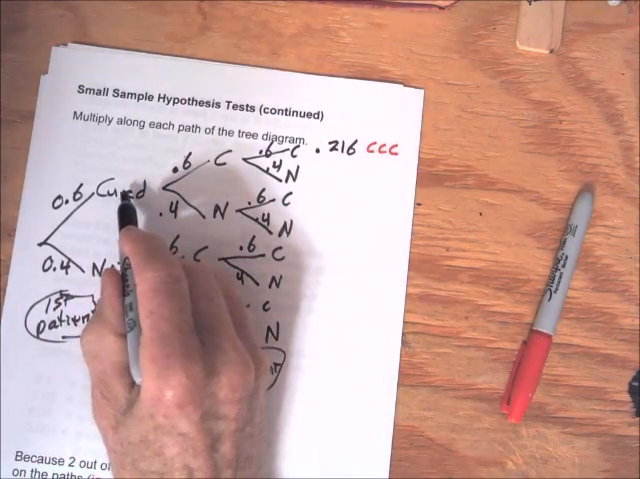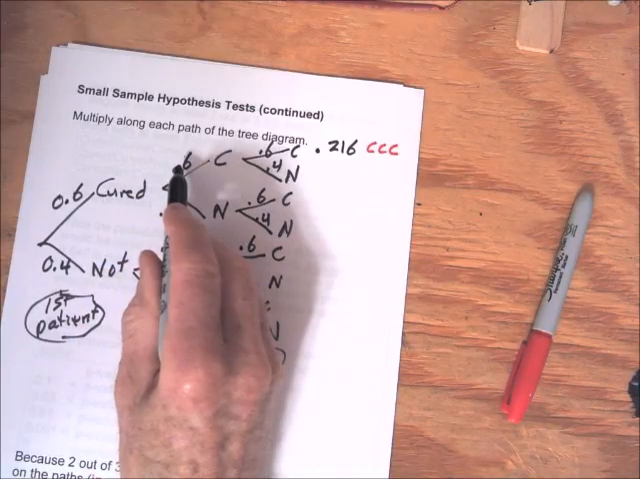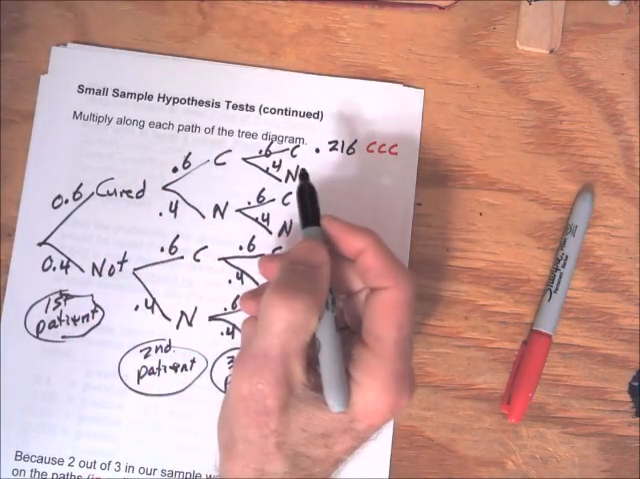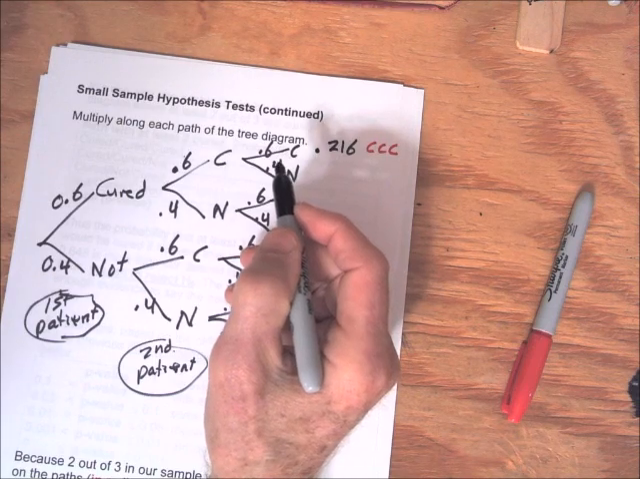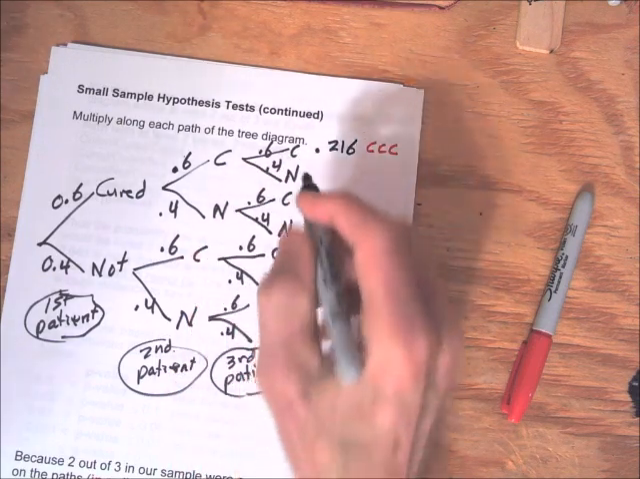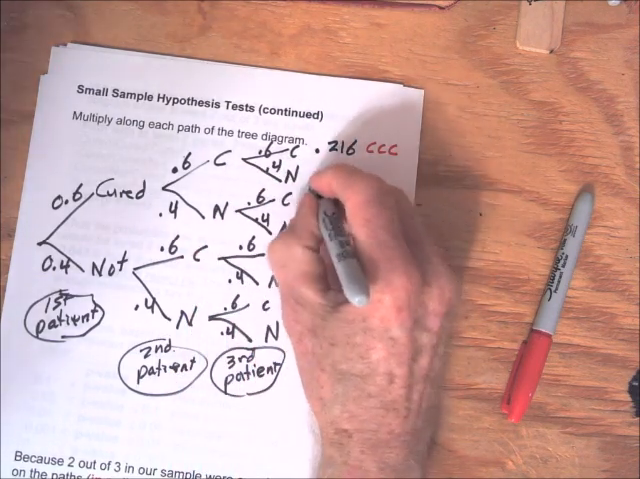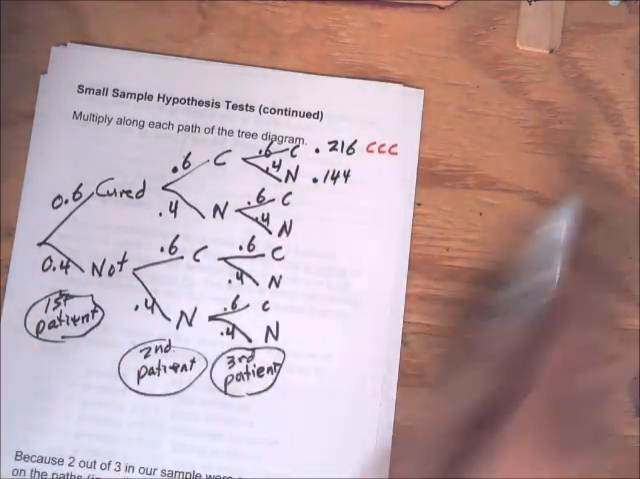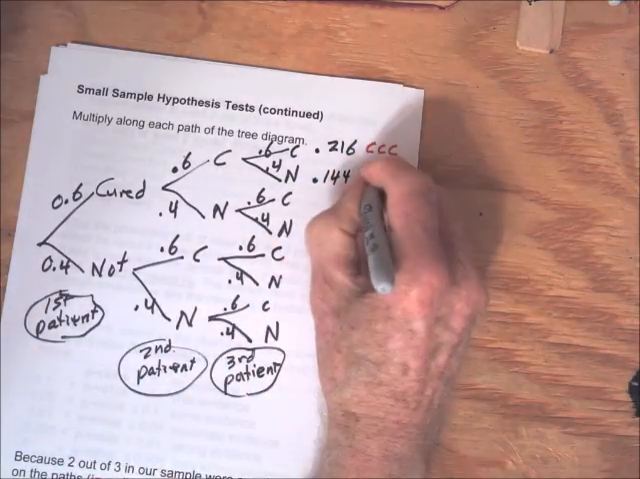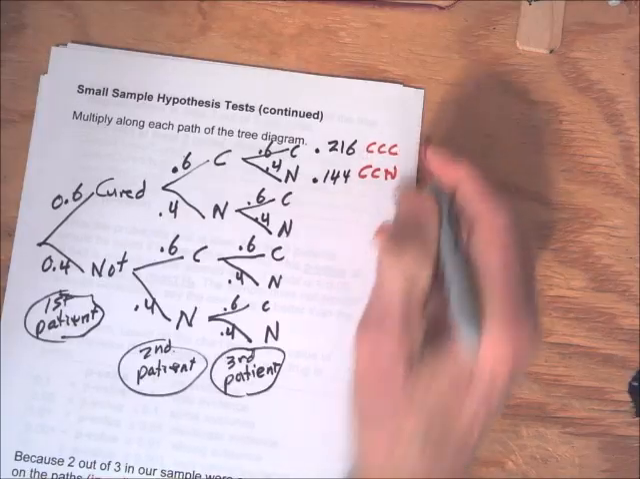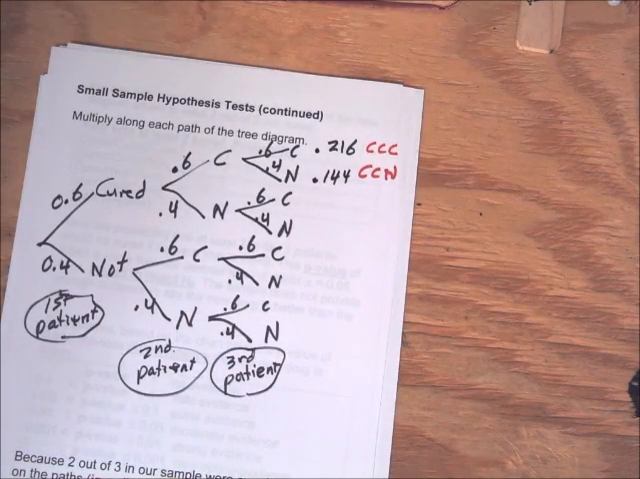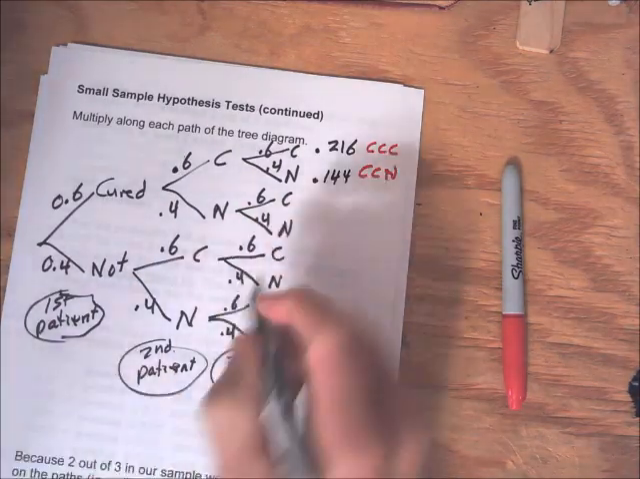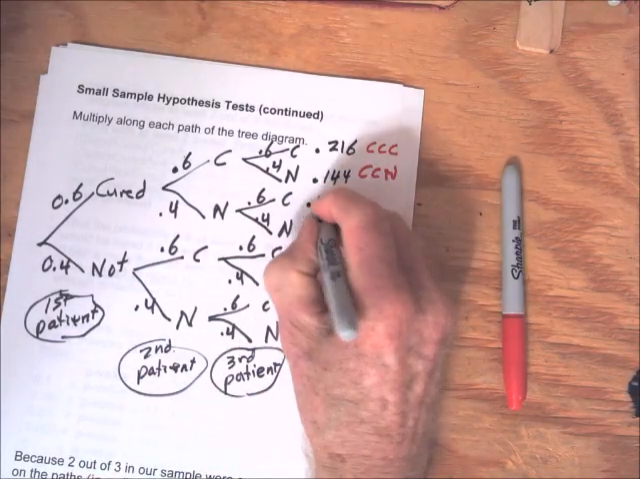The next path, we have first 2 are cured, the last one is not, so it's 0.6 times 0.6 times 0.4, and I think it's 0.144. That's cured, cured, not. The third path, we have cured, and then not cured, and then cured. That's going to be 0.144 again.